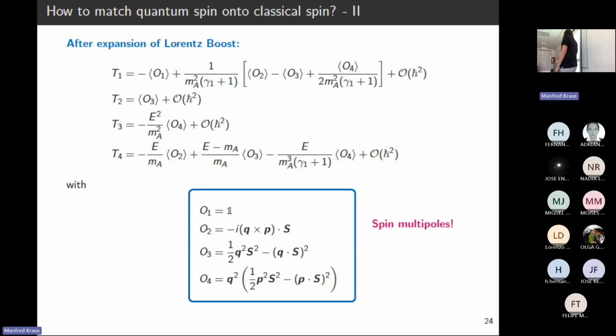And for example, here O2, Q cross P will become L once we Fourier transform into position space. So this is something like L dot S. This is like spin-orbit coupling, which you might know from the Zeeman effect. So this is a similar effect in duality. And of course you get a whole tower of higher order multipoles. So now we've seen, okay, we can expand things systematically in ħ, and we can relate to spin.